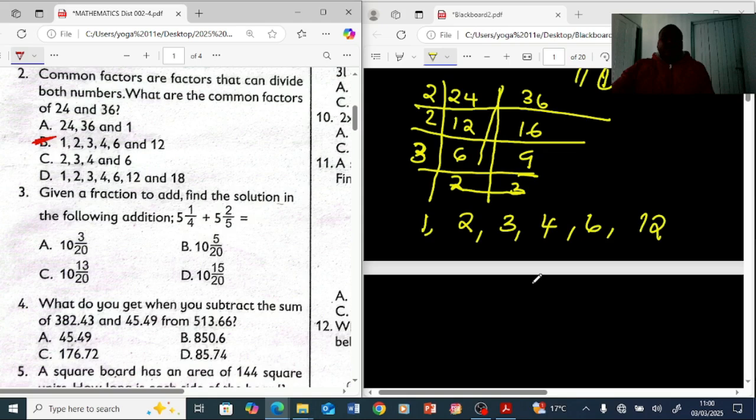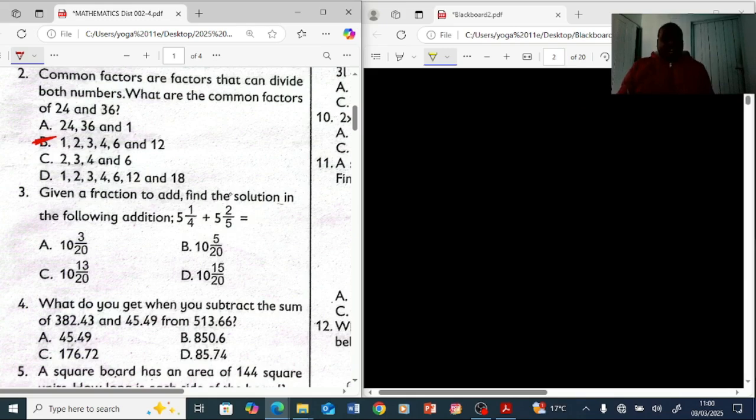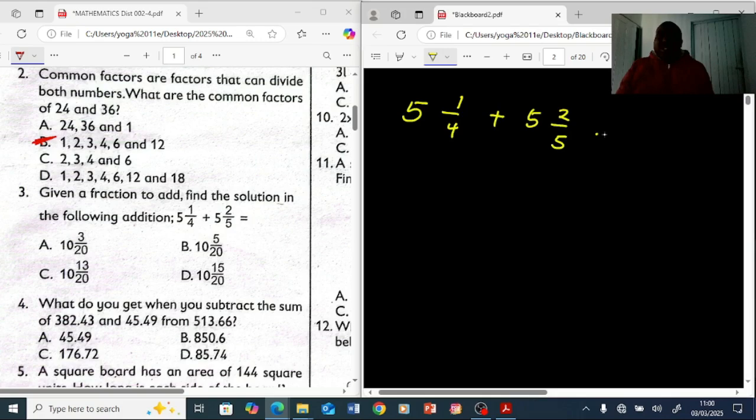Number 3. Given a fraction to add, find the solution of the following. We are adding, that is 5 and 1 over 4 plus 5 and 2 over 5. We can do it in two ways. First, let's just do it the way it is. Find the LCM. LCM is 4 times 5, which is 20. So we have whole numbers. This is a mixed fraction. 5 plus 5, that is 10. We put 10 here. Then now we deal with the fractions.